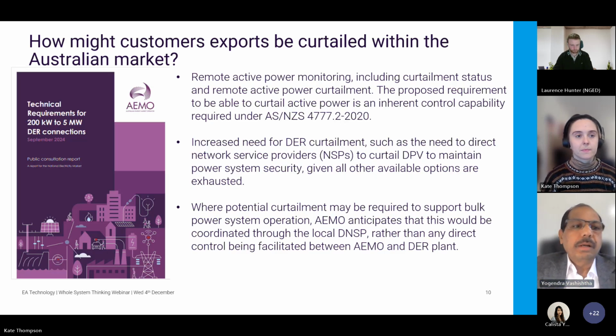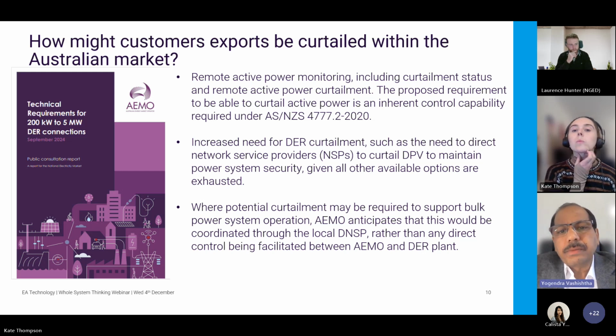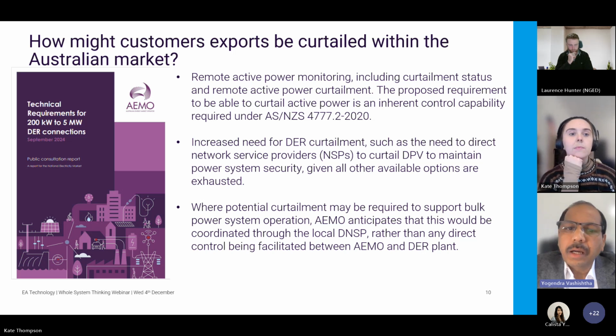Recently, AEMO has come out with the requirement for sub 5 megawatt DER connections. And definitely AS 4777 is required here, because that will allow essential curtailment if required for system security.